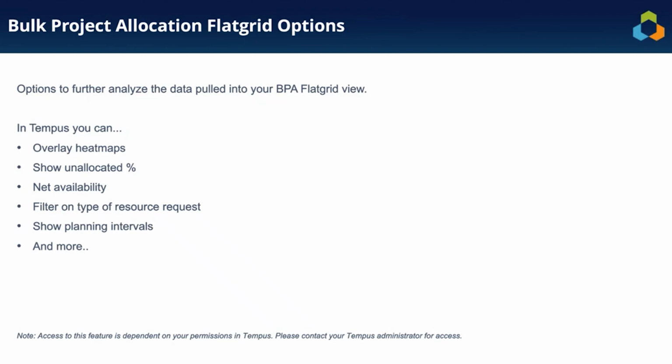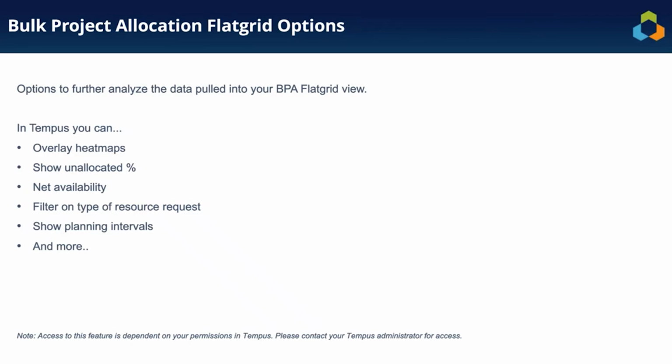Project Allocation Flatgrid options. So there are some options within the Flatgrid that help you further analyze the data that is being pulled into your Flatgrid view. So within here, you have the ability to overlay heat maps, show your unallocated percentage, show things like net availability, filter on resource request type, so whether the resource request is approved, denied, so on. I will also explain a little bit more in depth a new feature called planning intervals and other things as well.